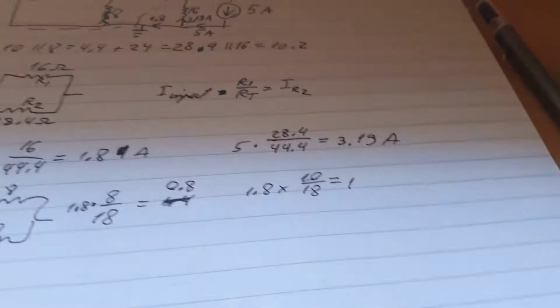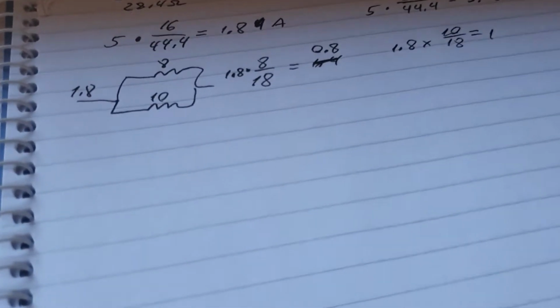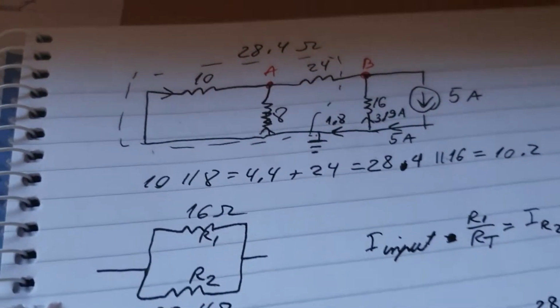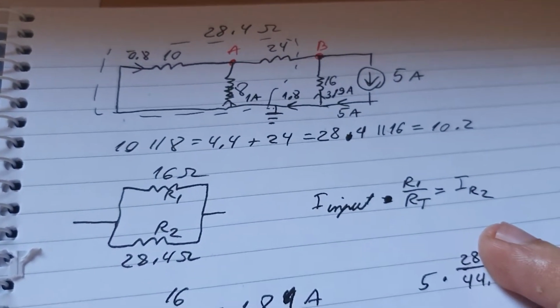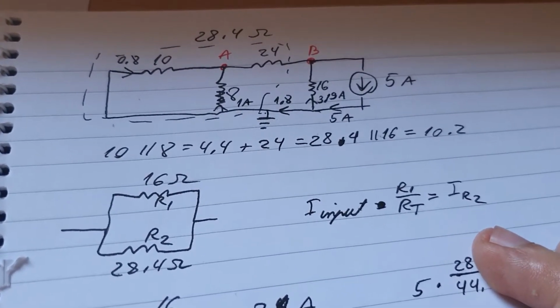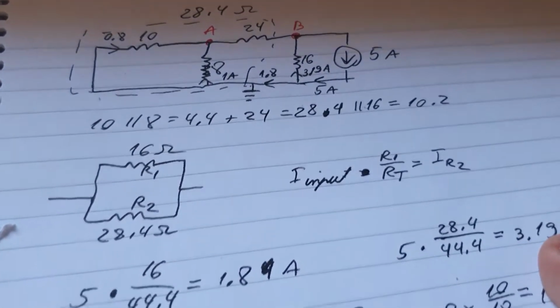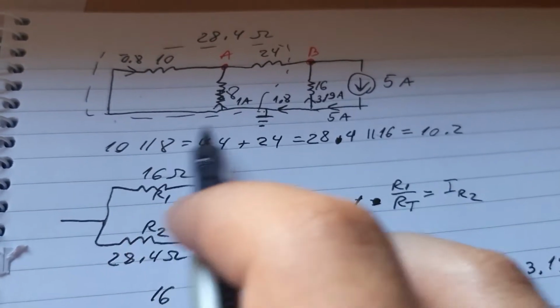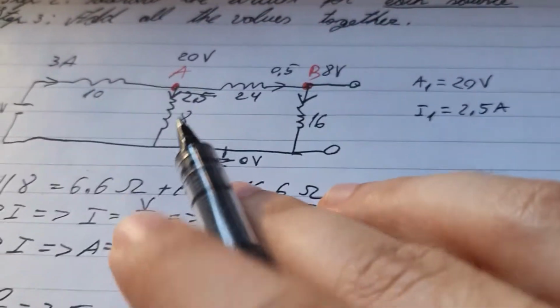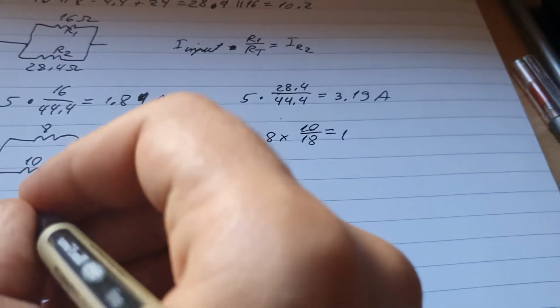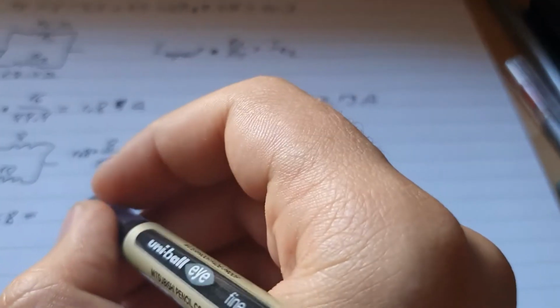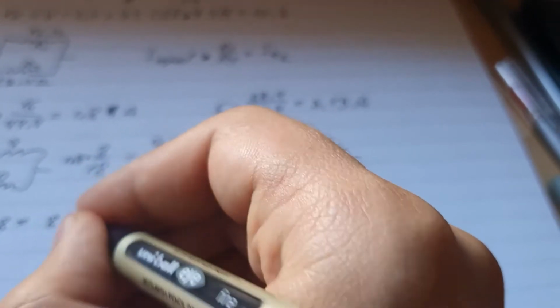But it's better to check, just making sure everything is correct. So now we have this current as well. This will be 1 amp and this one will be 0.8. Now it will be easy to find the voltages at point A and point B, because you can use the same principle as this one here. We'll multiply the current with this resistor and we'll get the node. So node A will be equal to 1 times 8, and that will be equal to 8 volts.